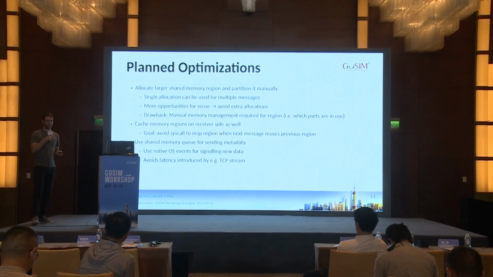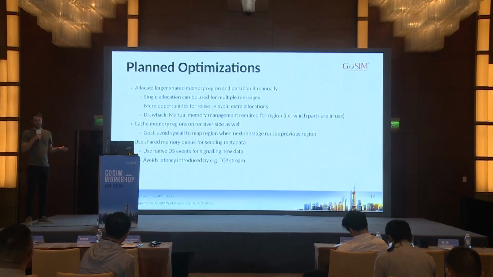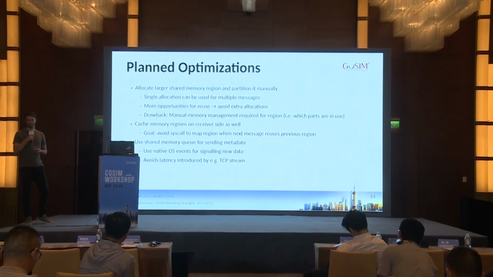Another idea that we had is to cache the memory regions on the receiver side as well. Depending on the workload, it's often the case that the same sender sends the same type of message multiple times to the same receivers. So in this case, it might be possible to reuse the exact same memory region again for the next messages, and then we can just keep it cached in the receiver and avoid the mapping and unmapping.